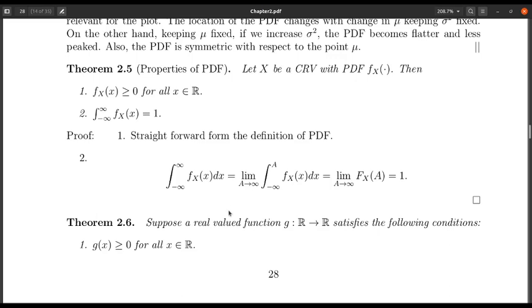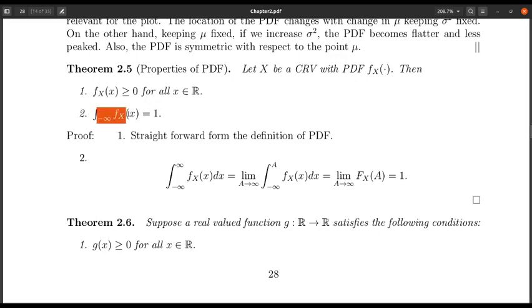Next thing is basically two important theorems. The first theorem concerns the property of the PDF. Just to recall, for the PMF, the two properties are that PMF is greater than or equal to 0 for all x, and if I take the summation over the support, then the sum is 1. So in this case, the properties are almost similar. Note that the non-negative condition is there. This comes directly from the definition of the PDF, or the definition of the continuous random variable.